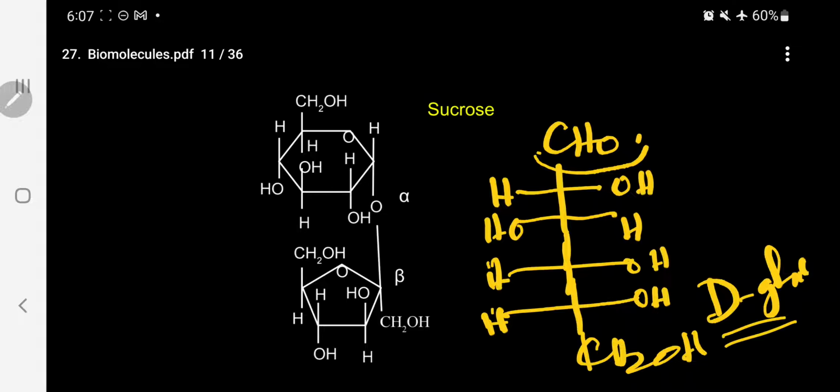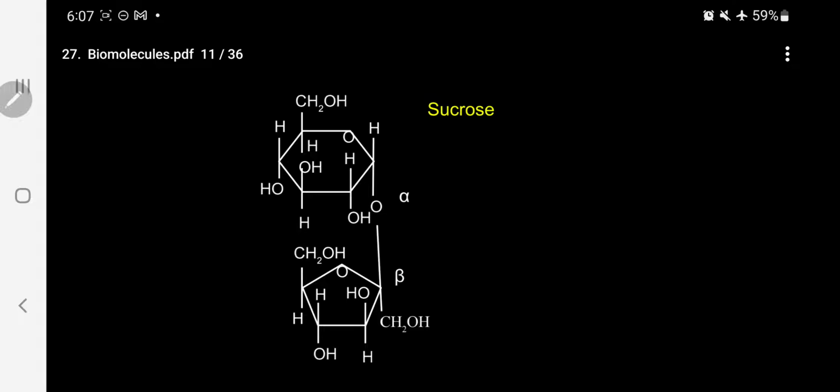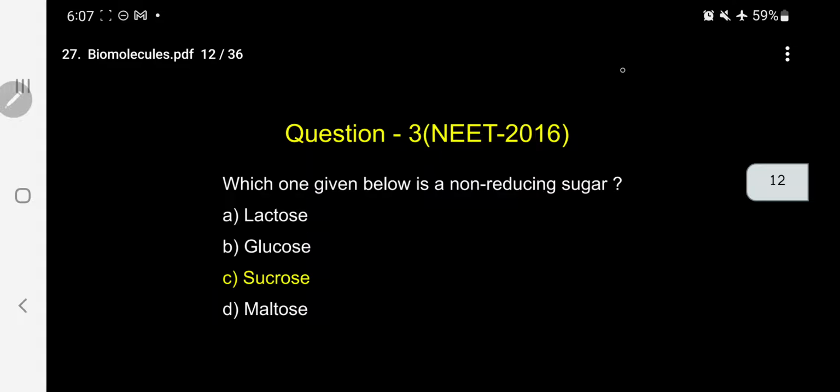But in the case of sucrose, C1 and C2 are linked. So that's why it is not answering. It will not act as a reducing sugar. It's a non-reducing sugar. Please follow. So, the correct answer is sucrose.